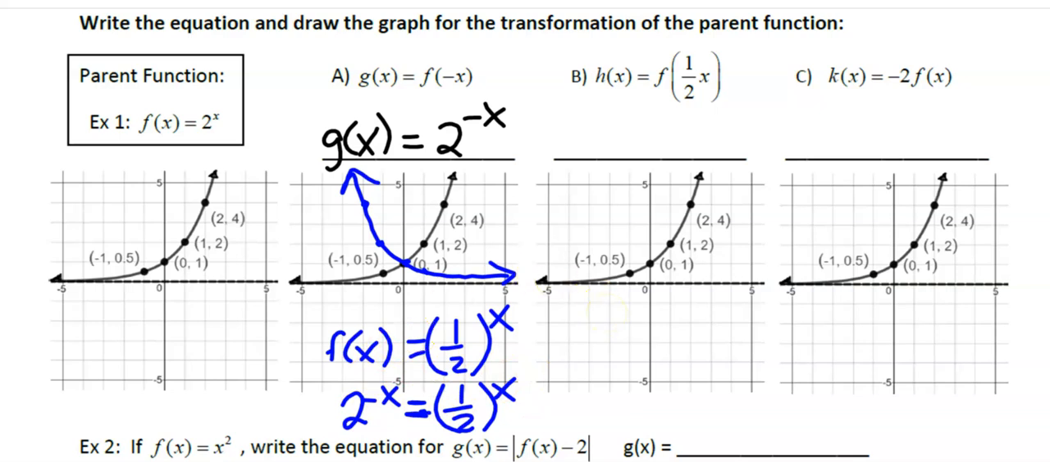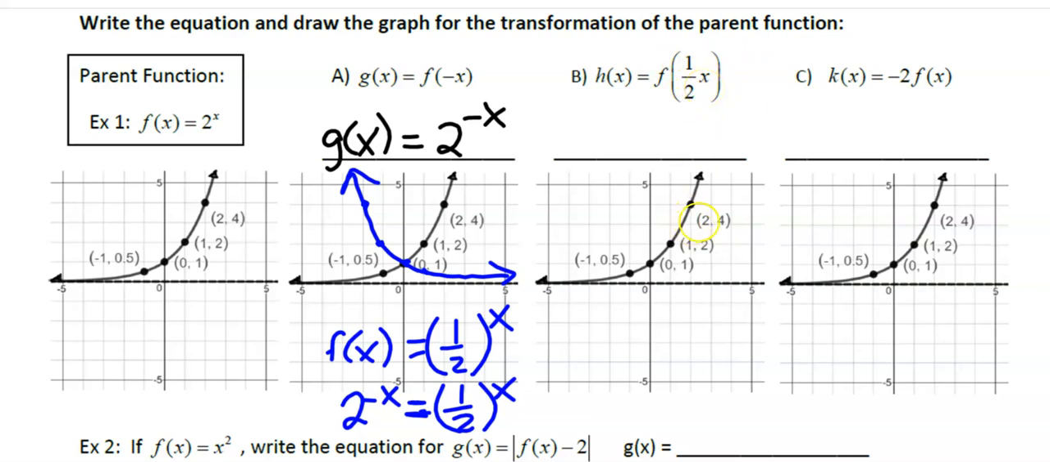Okay, next one. h of x equals f of 1/2 x. Once again, we're making a change to the x coordinate. We're multiplying it by 1/2. That means my x's are all going to have to be twice as big to get the same output for y as I did with just the original x. So for example, if I wanted to put in 2 and get 4, now in order to get 2 as my input, I'm going to have to make x equal 4.